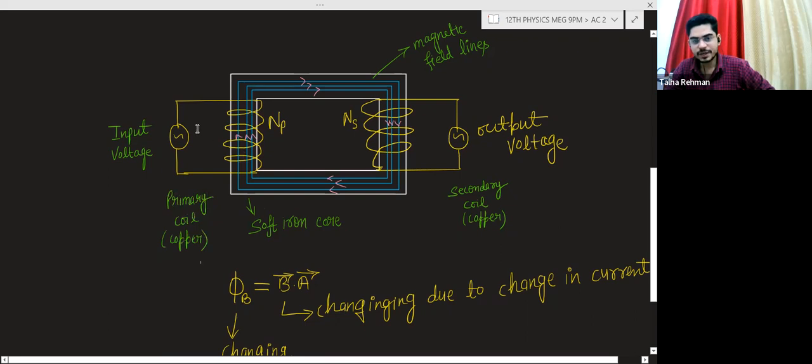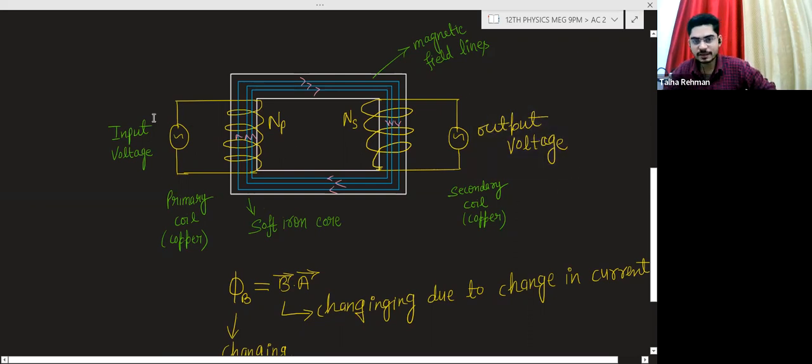This primary coil is connected with an AC source. So here I have written input voltage. Input voltage means this voltage is an alternating voltage. So here an AC source is connected, meaning you are providing some input voltage to the primary coil. This is the secondary coil. The secondary coil is also connected with an alternating voltage, so here we will get the output voltage.